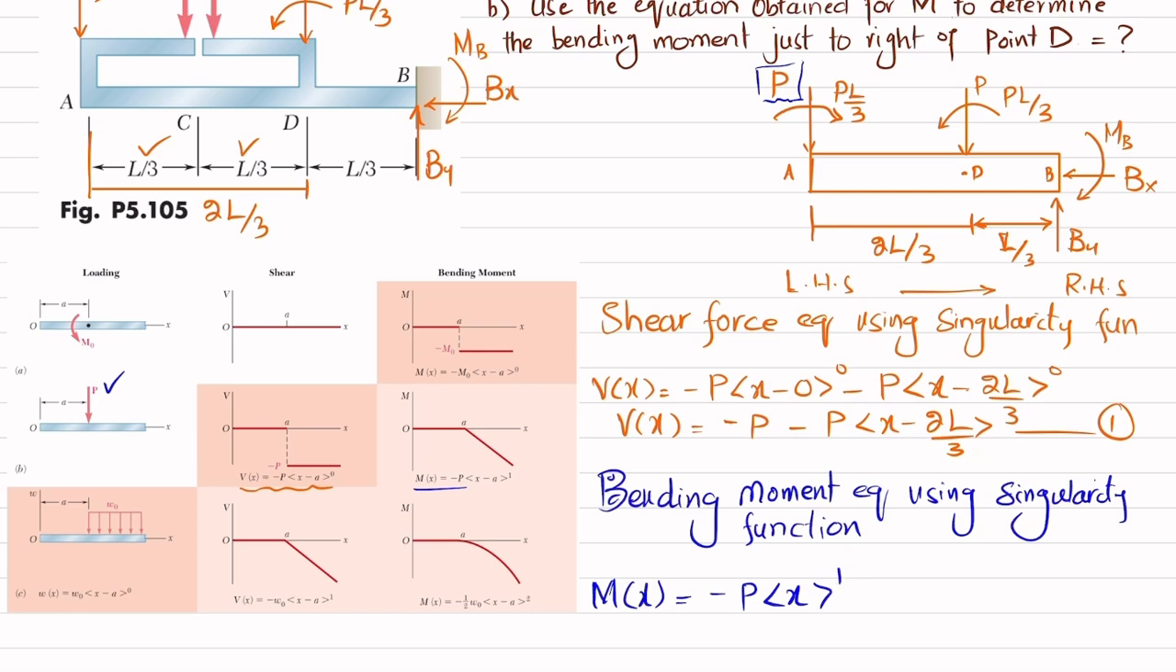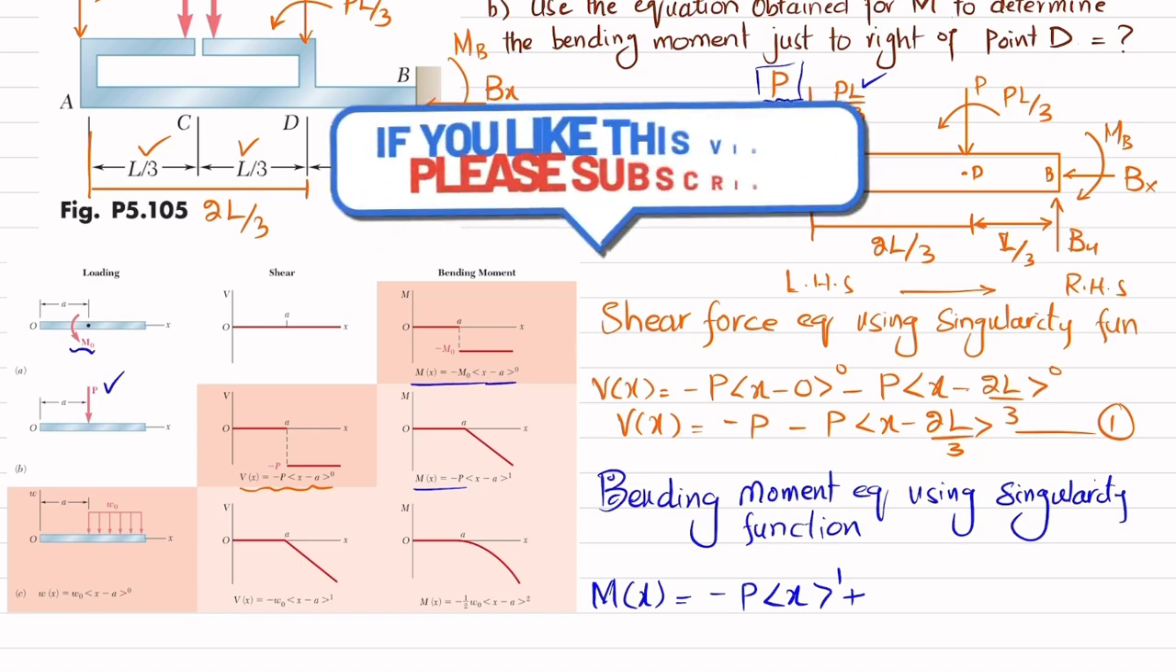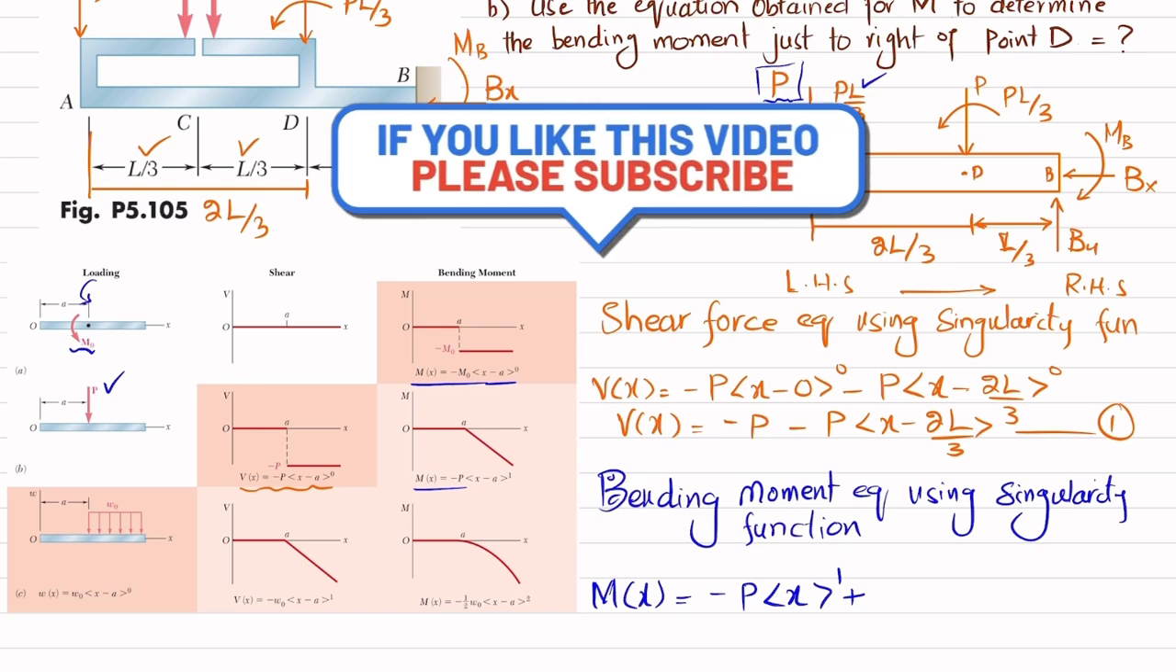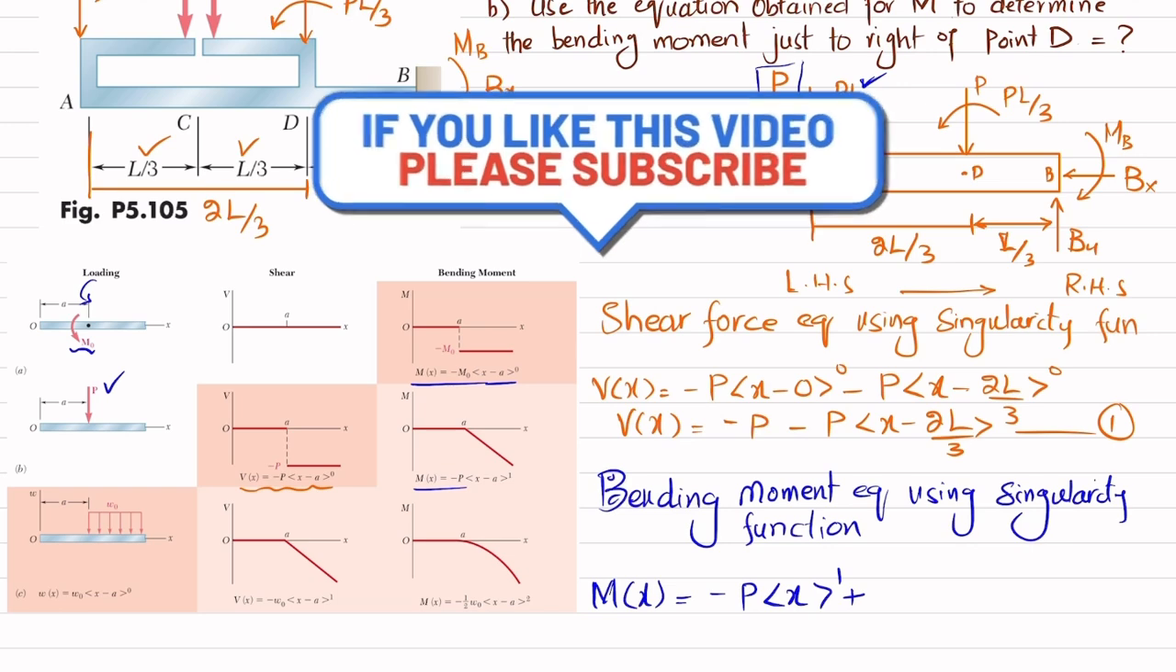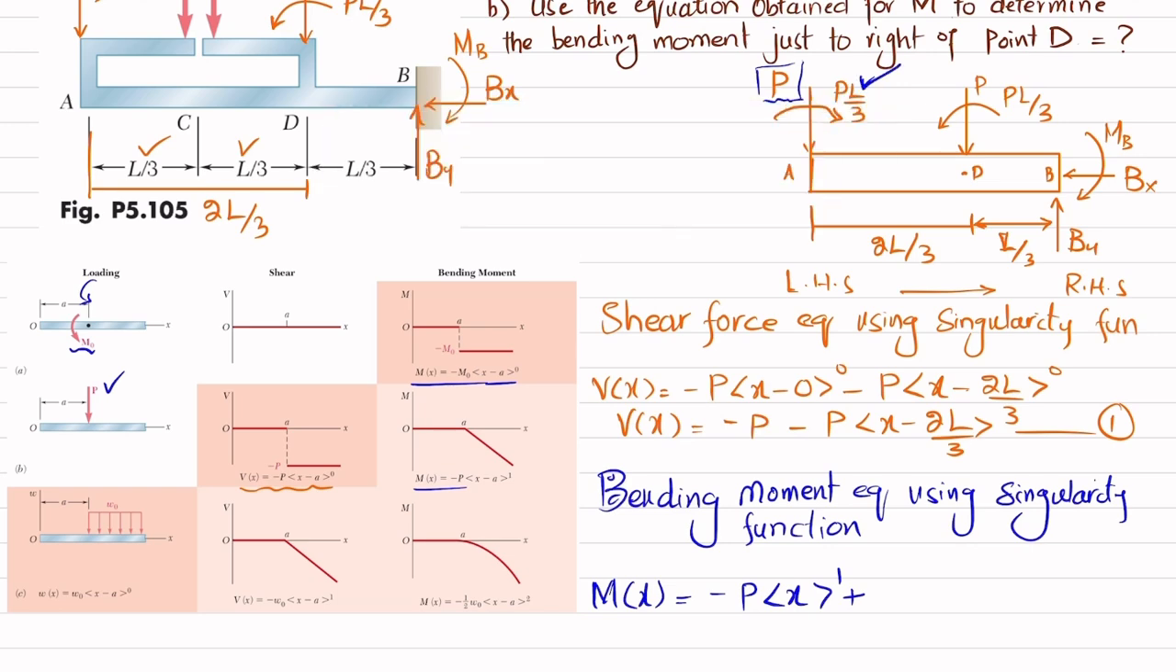Okay, plus now this, you have a clockwise moment which is equal to PL over 3. So for moment, the bending moment equation is this one. Since this is for counterclockwise moment there, and here this is clockwise, so I will write it plus. So plus M naught, which is PL over 3, clear? So PL over 3 into X minus 0, because A is equal to 0 for this moment. So it will have power 0. You can check it over here.